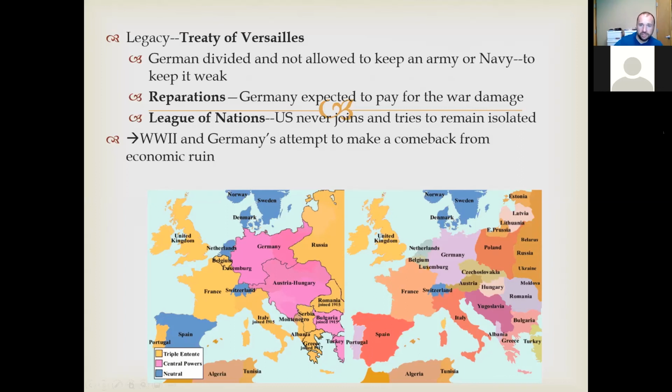The League of Nations was an idea that there would be basically like a peacekeeping body made up of different countries. The U.S. never actually joined it and tried to remain isolated, and then eventually that idea became the United Nations, which still exists today, and most countries in the world are part of it. And then again, down here, the little blip says World War II and Germany's attempt to make a comeback from economic rule. All right, so again, we won't get into that today.